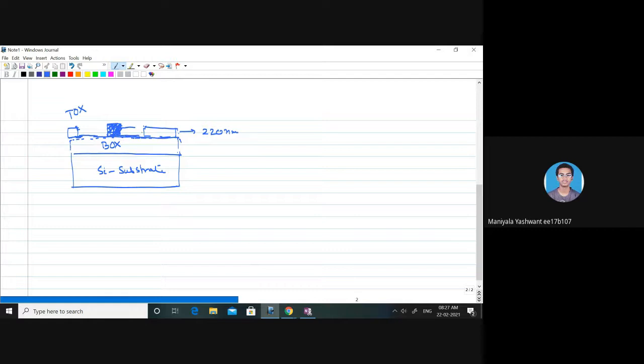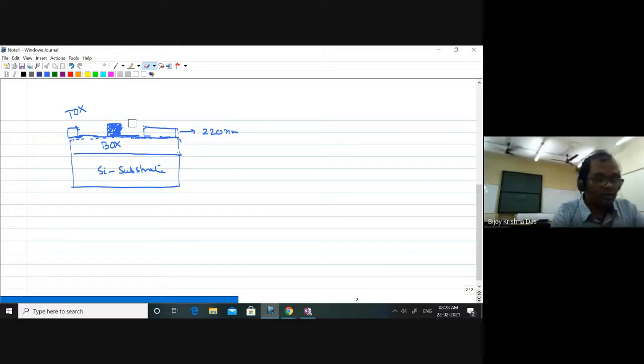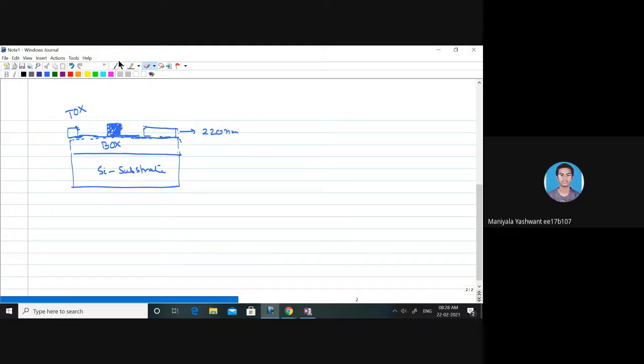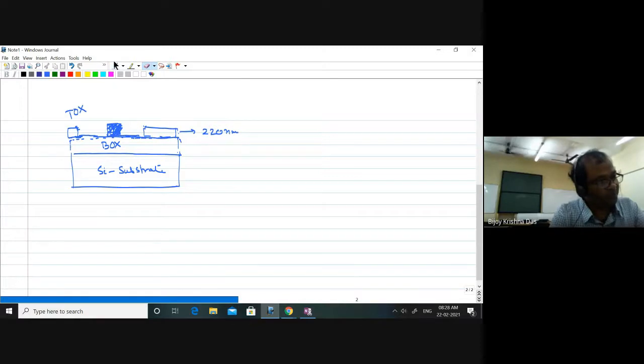Sir, what is this 220 nanometer? The width of the SOI layer? Thickness. We don't say width, that is the thickness. Oh, okay.